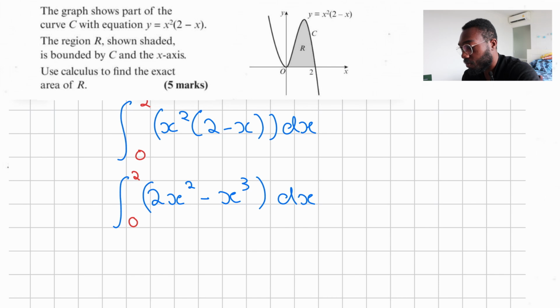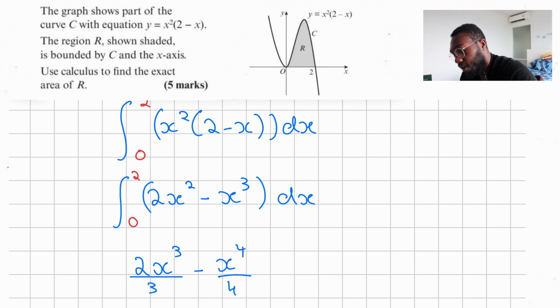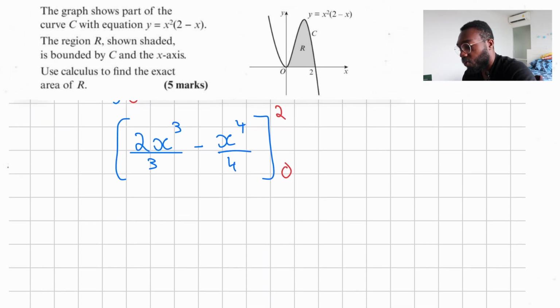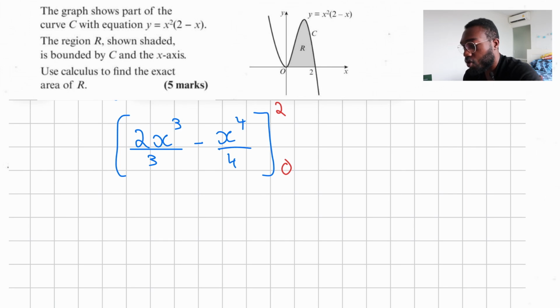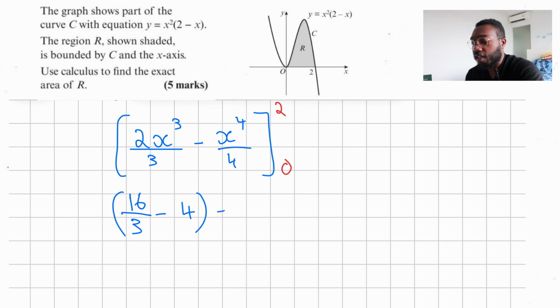So if we integrate these two, we get 2x to the power of 3 over 3 minus x to the 4 over 4. And then we just need to put in our limits of 2 and 0. If we work this out, we would get 2 times 2 to the power of 3. 2 to the power of 3 is 8, so it will be 2 times 8. That will give us 16 over 3 minus 2 to the power of 4. That is 16 over 4, so that'll just be a 4. And then on this side, we'd get 0 for both those values if we put 0 in. So it's just 0.